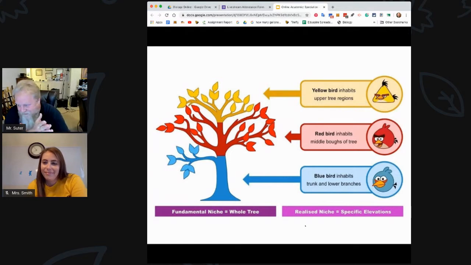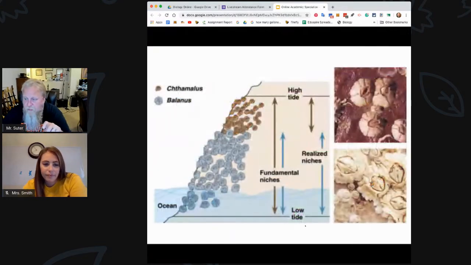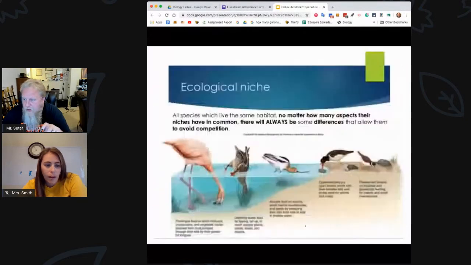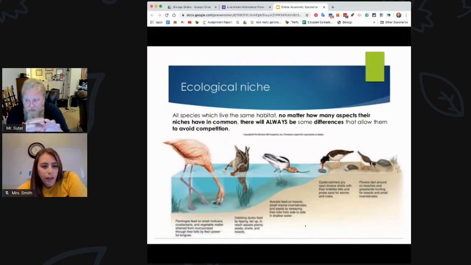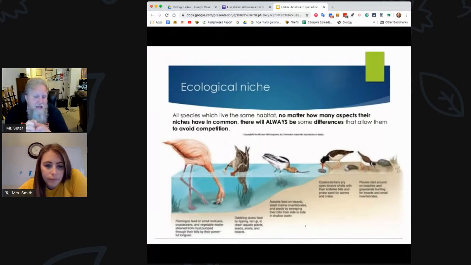So you get the idea a little bit. Let's dive just a little deeper into that. I have my slides backwards. I wanted this one. So all species that live in the same habitat, no matter how many aspects of the niches they have in common, will always have differences. And so this is, again, looking at that idea of birds eating different things, having different beaks, being adapted to different parts of that niche.